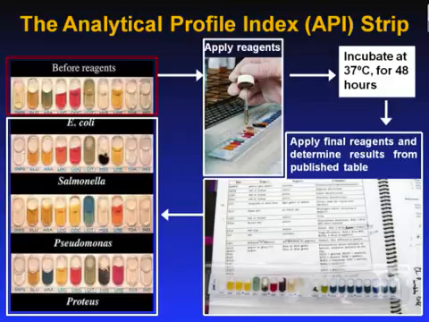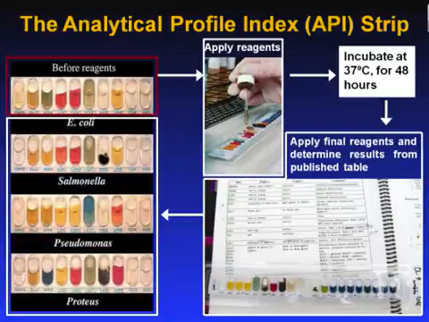The Analytical Profile Index, or API system, consists of a plastic strip of 20 individual miniaturized test tubes, or cupules, each containing a different reagent used to determine the metabolic capabilities and, ultimately, the genus and species of gram-negative enteric bacteria in the Enterobacteriaceae family. Each cupule is inoculated with a saline suspension of a pure bacterial culture, rehydrating the dried reagent in each tube.